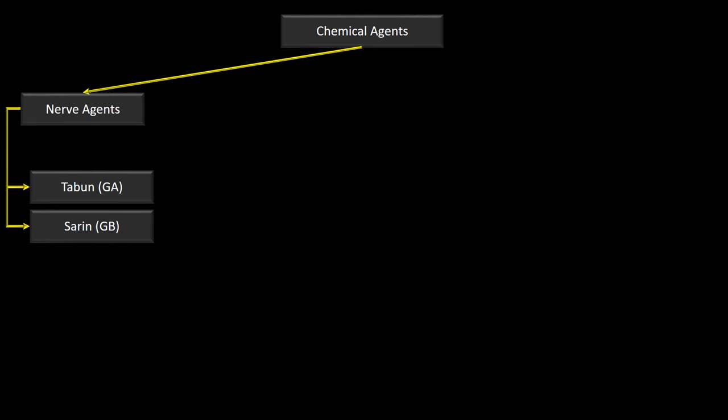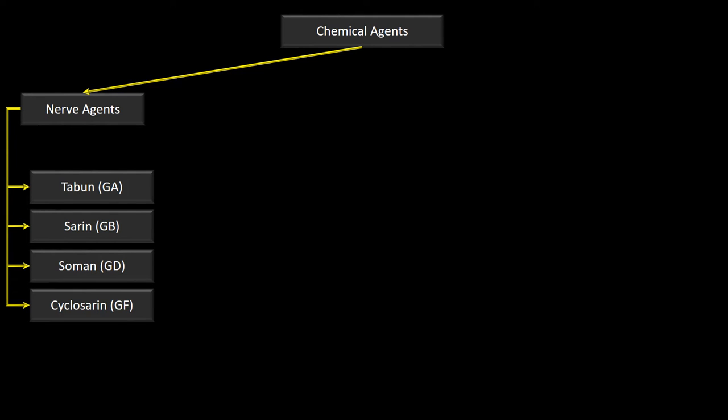Sarin was the second nerve agent created. Soman, GD, cyclosarin, and then VX gas. These are all our nerve agents, and we call them these G agents. They call these GA, GB, GD, GF. These are what are called the NATO codes, because these agents aren't named the same in every language, but NATO uses these codes for specific types of these gases.